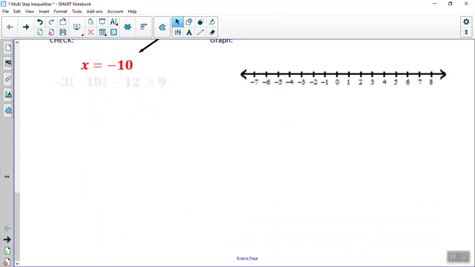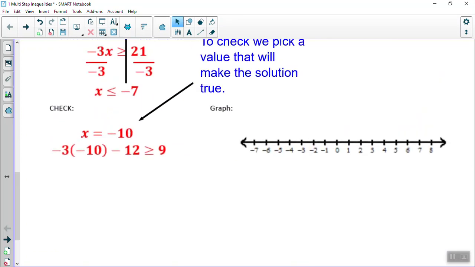And then we can take that negative 10 and substitute it back into the original inequality. And now we can take this part here and we can start working it out. So negative 3 times negative 10 gives us 30 minus 12 should be greater than or equal to 9. We do that math. 30 minus 12 is 18. 18 is greater than or equal to 9. We just need to check to make sure that any number that's less than or equal to negative 7 would make this true. And so we've done that.